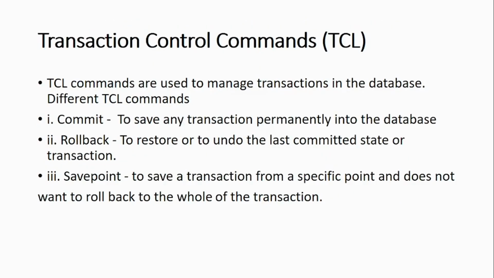Next are the transaction control commands. There are three commands: first commit, second rollback, and then savepoint. Commit is used to save any transaction permanently into the database. Rollback is used to restore or undo the last committed state of the transaction. Savepoint is used to save the transaction at a specific point, so that you do not have to roll back the whole transaction. We will see these in a detailed practical session.